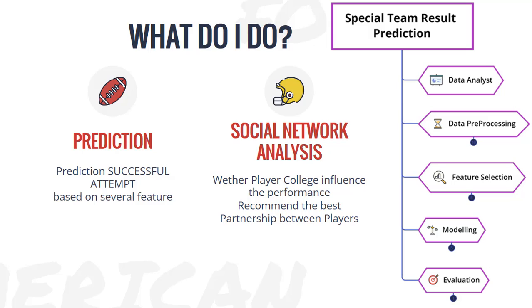I will look for the relationship between players, or we can say the internal link between nodes, where a node is an entity, for example kicker, returner, tackler, and the edge will be the relationship between them. Here, I will use college as the connecting feature between each player, and in the end, the result will be useful for a best partnership recommendation between players.